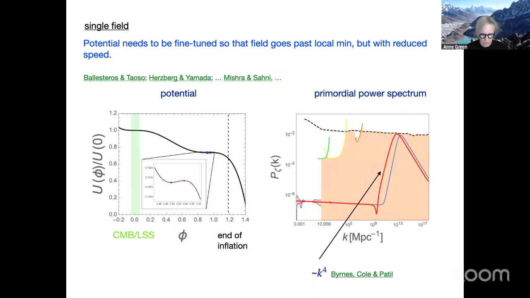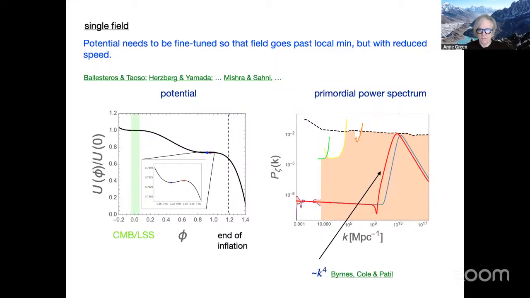And so on the left, we've got an example of what we need to do. We've got this region in green here that's matching the CMB and large-scale structure observations. And then into the potential is inserted a tiny little bump that you can zoom in and see. And what's happening is you have to slow the field down, but not so that it comes to a complete stop. So the field slows down and then just makes it over the bump, and then the potential steepens and inflation ends.